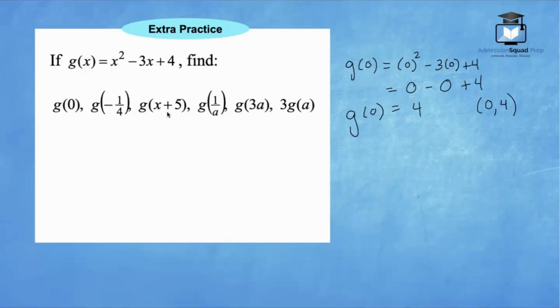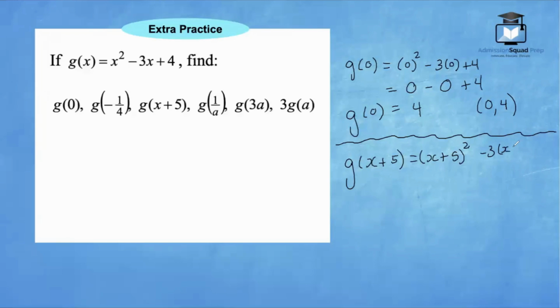Let's take a look at this third example right here. g of x plus 5. In this case, we will replace x with x plus 5. This one's a little bit different, so I definitely want us to take some time to review it. When evaluating g of x plus 5, we will have x plus 5 squared minus 3 times x plus 5, and then we're going to go ahead and add 4 towards the end.